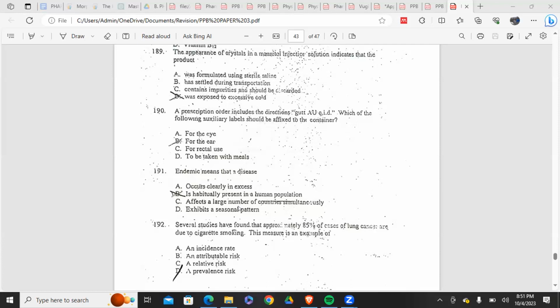Sawa chai. I agree. Several studies have found that approximately 85% of cases of lung cancers are due to cigarette smoking. This measure is an example of incidence rate, an attributable risk, a relative risk, prevalence risk.